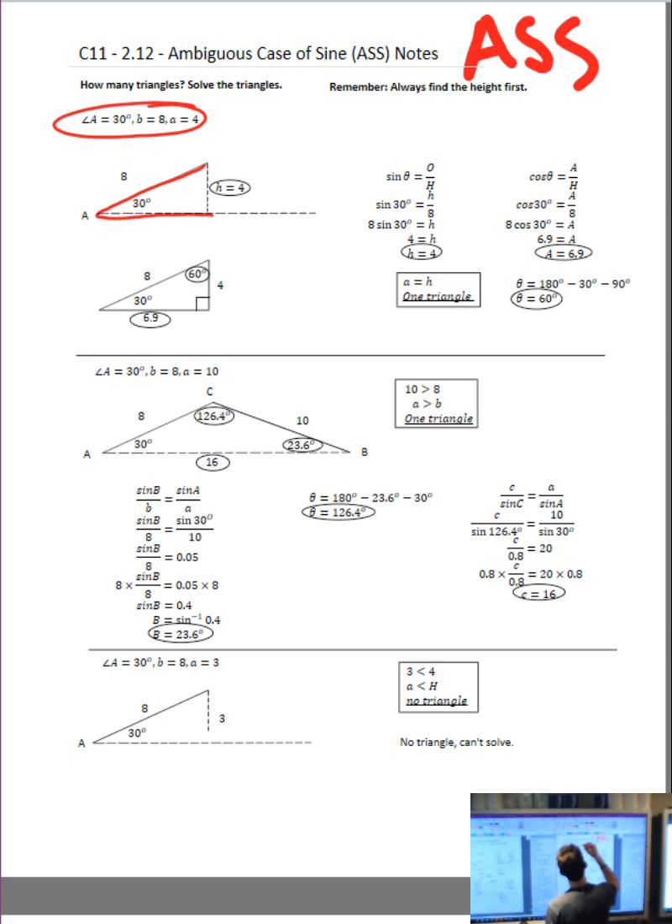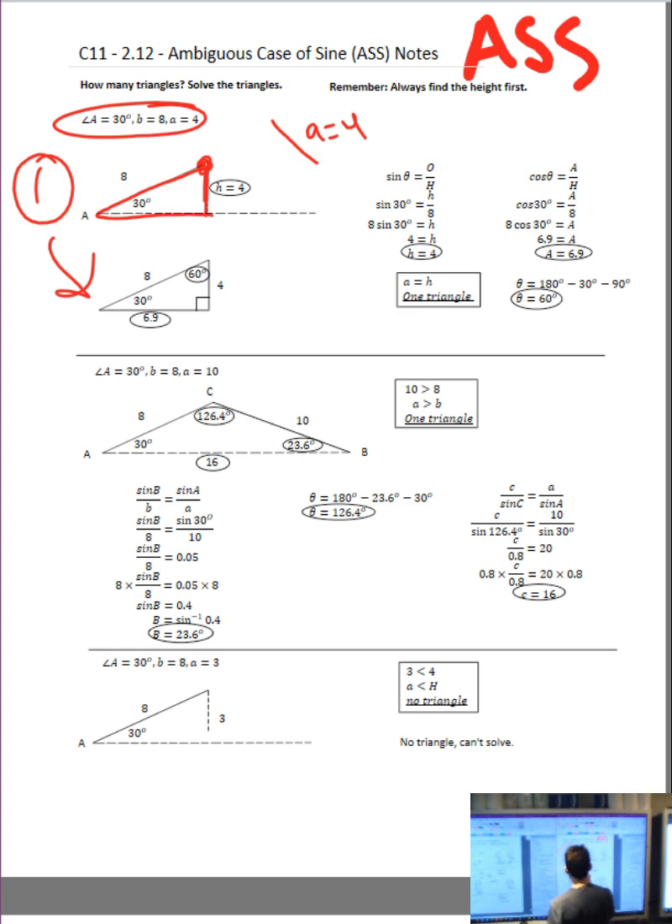And then we're going to float a side length of a equals 4 over here. We're going to think about this like a door hinge. So it's going to be swinging back and forth. And if this height is 4, we get one triangle, as you can see below.